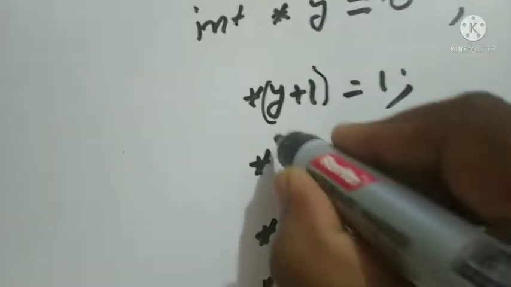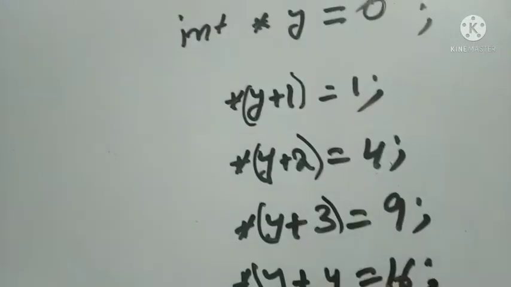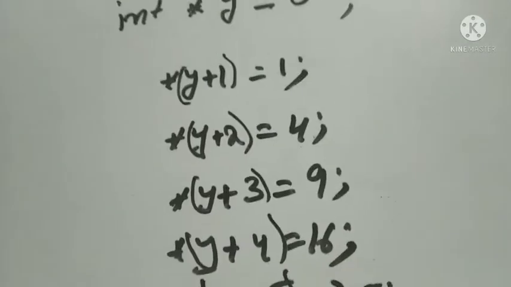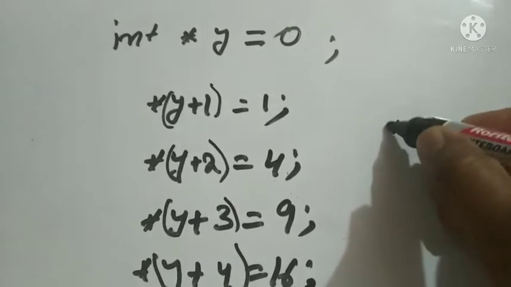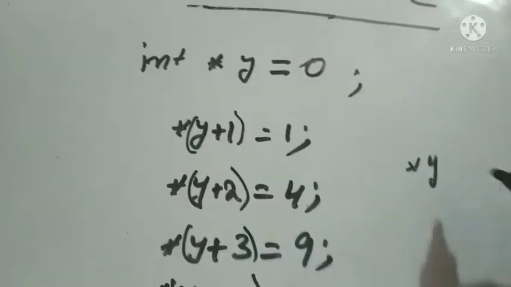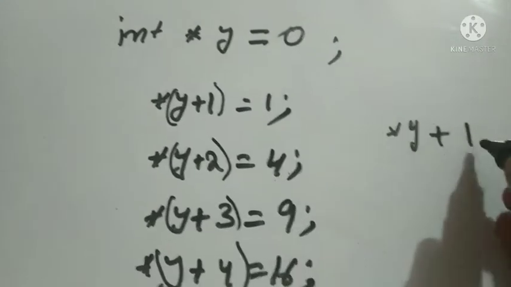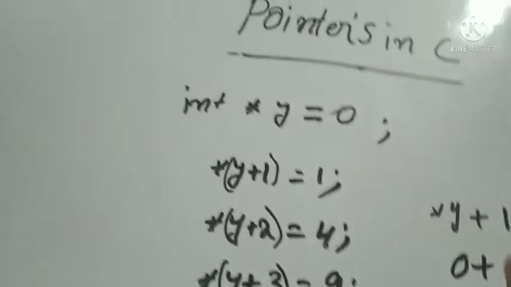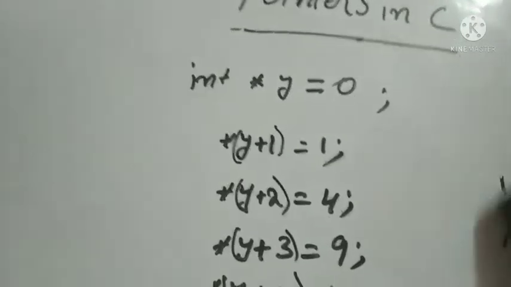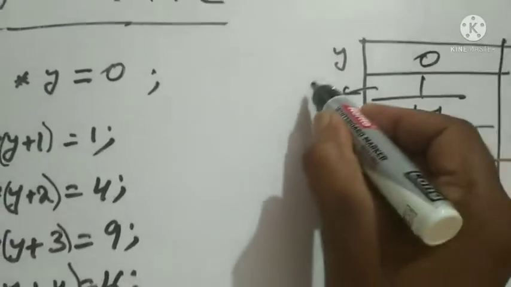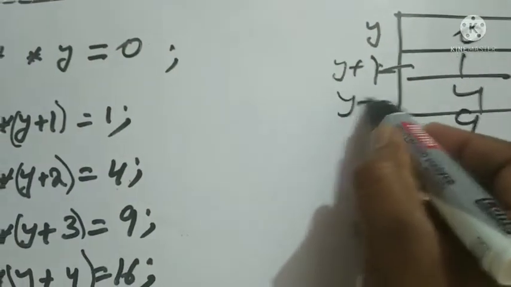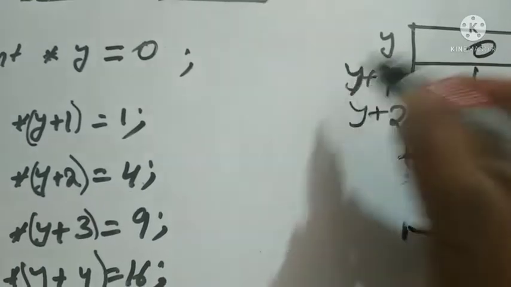One error I have made. Here I have to put braces. Otherwise it will consider it as star of y, which is 0, so star y plus 1 means it will take it as 0 plus 1, and it will not go to the next memory location. If I use star of y plus 1, y plus 1 indicates the next memory location, y plus 2 and so on. Here y is indicating the memory, it is not indicating the number.